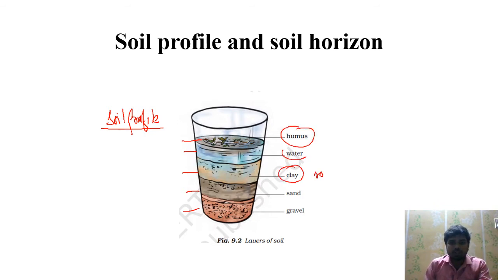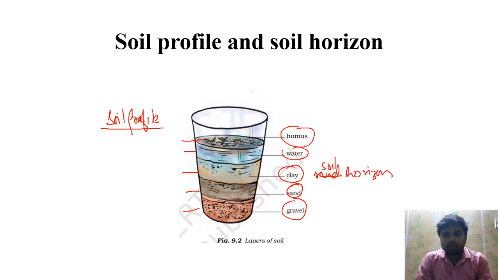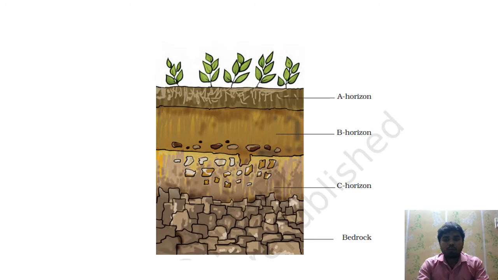All the individual sections like humus, water, clay, sand and gravels are known as soil horizons. So when we talk about the complete thing that is present in the soil, that is the soil profile, but the individual thing that is present in the soil is known as a soil horizon. Now we are going to study about the horizons of soil that are present in the earth.